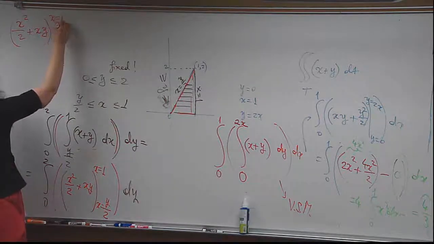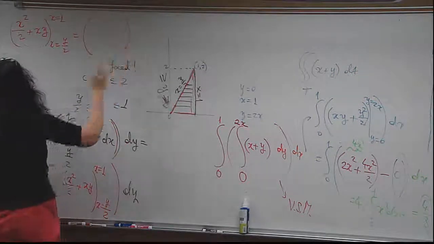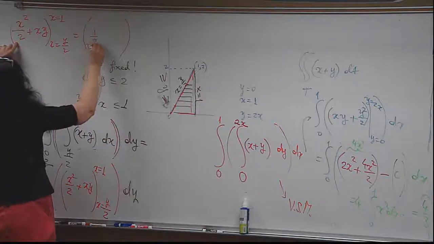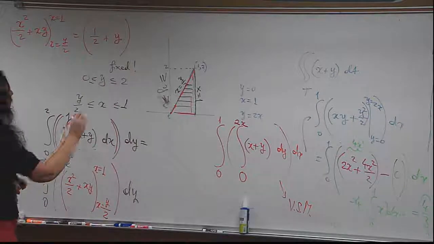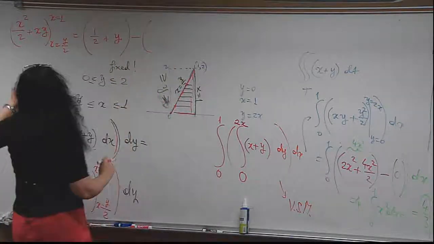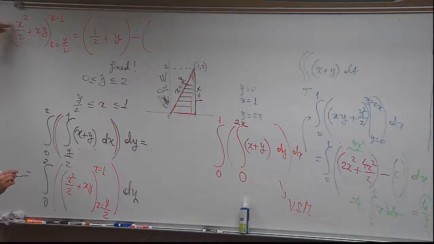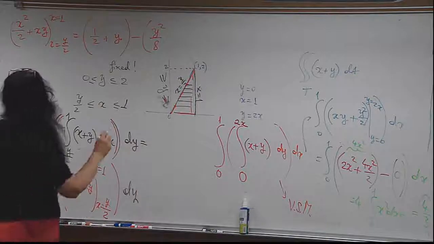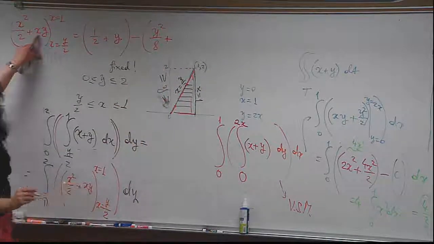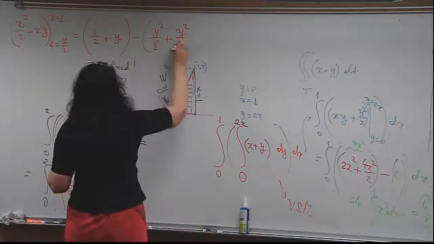For the upper part, it is really easy to compute. What do I get? When x is 1, 1/2 plus y, minus the integral of, when x is y over 2, I get y squared over 4 up here, over 2. So I get y squared over 8. Plus, I plug in x equals y over 2. What do I get? y squared over 2.